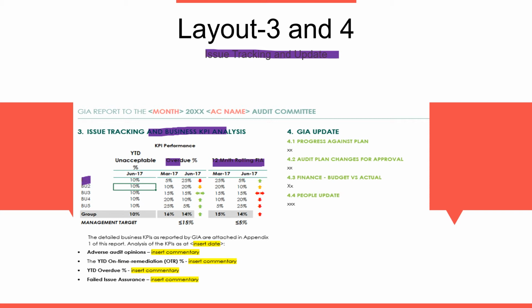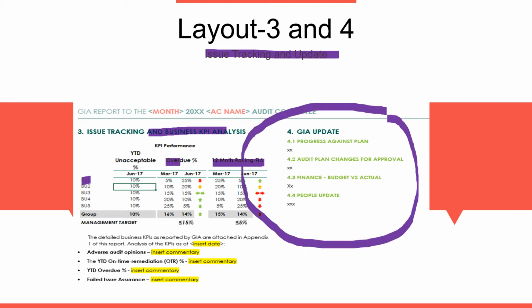Here the department can put the overall update: progress against the plan and annual audit plan changes for approval. If there is an approved audit plan, sometimes in the middle of the year there might be some changes in the organization, strategic changes, or changes in resources. So depending on the requirement, it is the responsibility of the chief audit executive to present any change to the audit committee for approval. This one is related to this area.